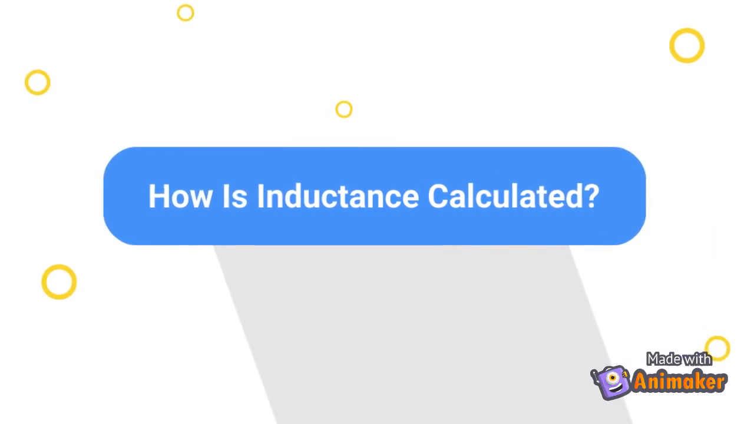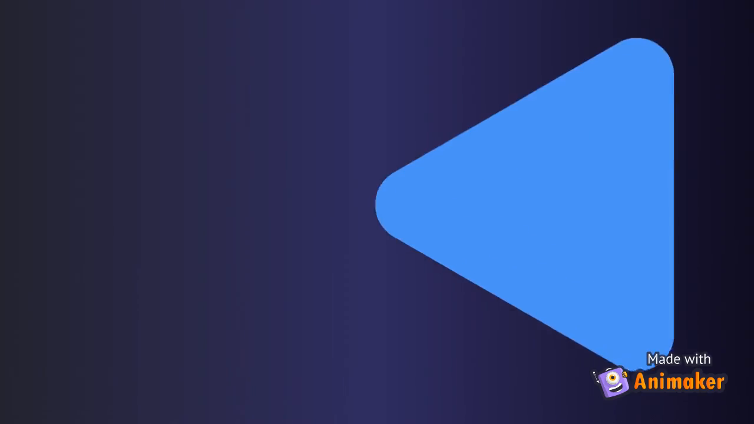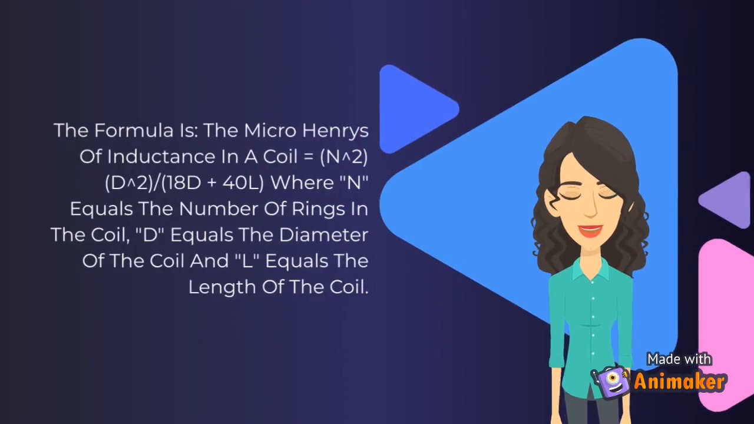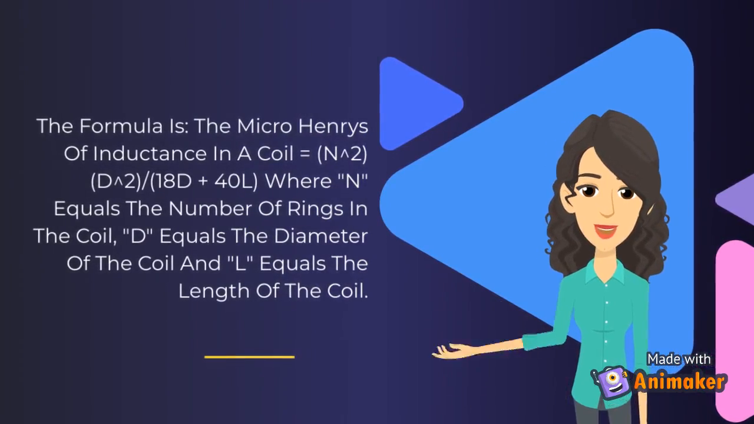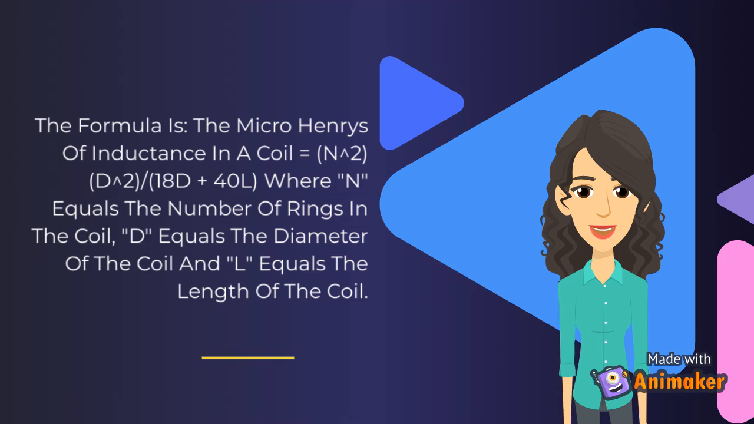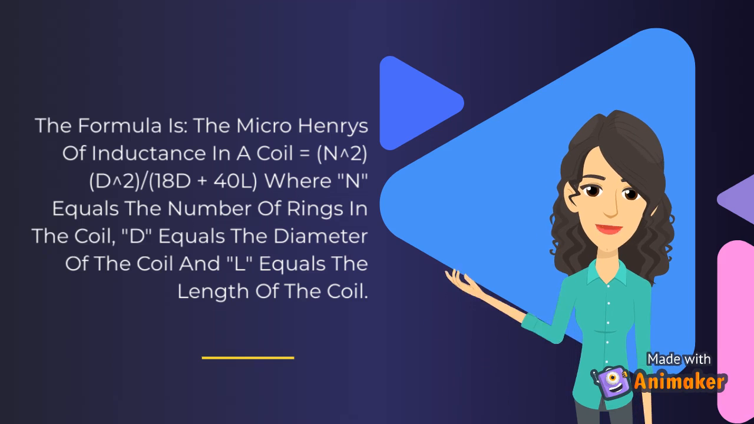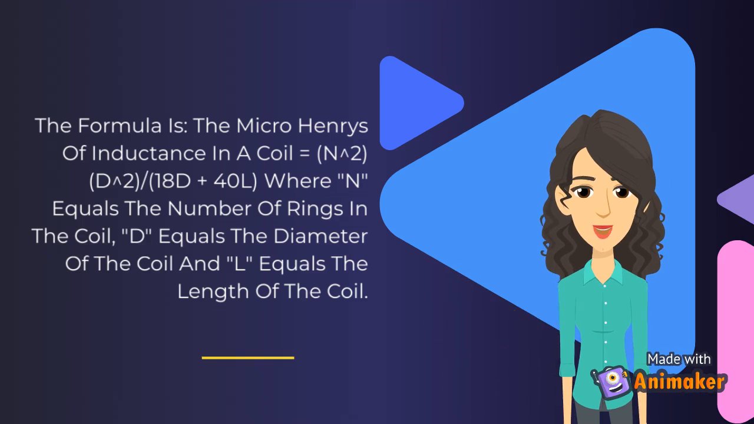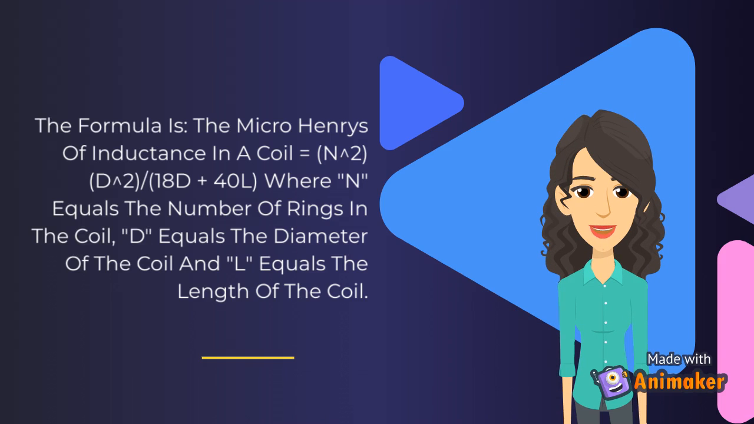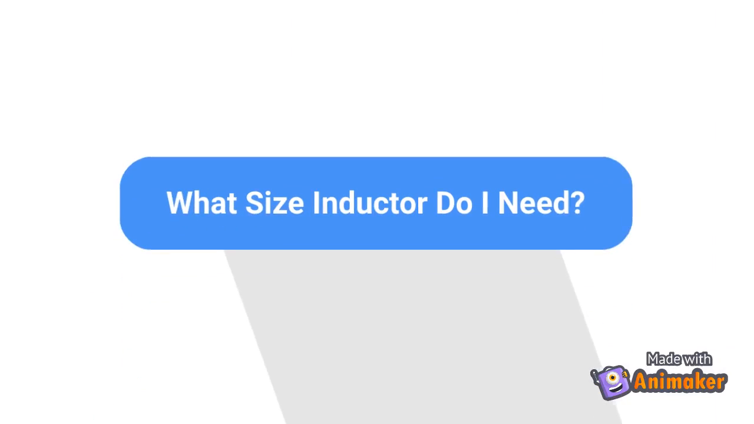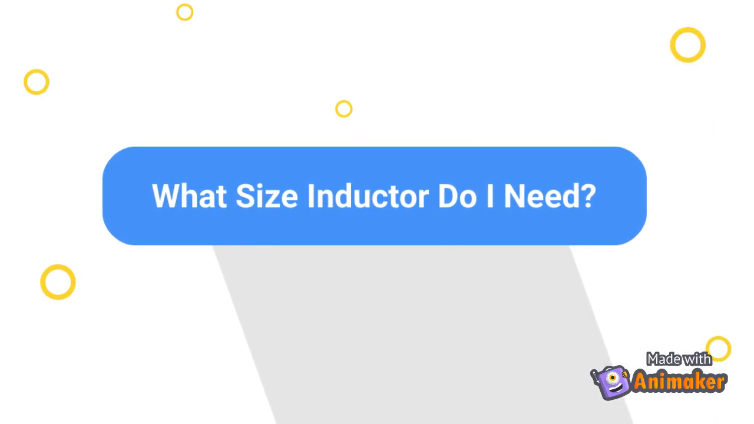How is inductance calculated? The formula is: the microhenries of inductance in a coil equals N squared D squared over 18D plus 40L, where N equals the number of turns in the coil, D equals the diameter of the coil, and L equals the length of the coil.